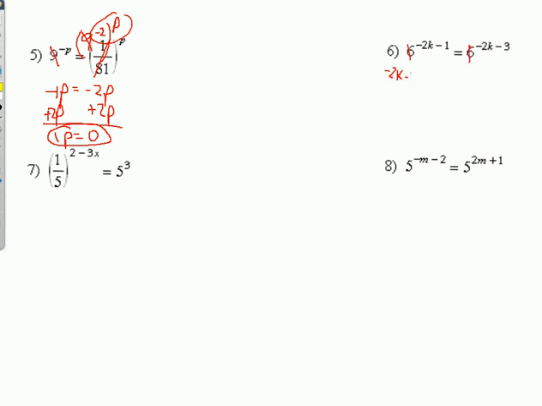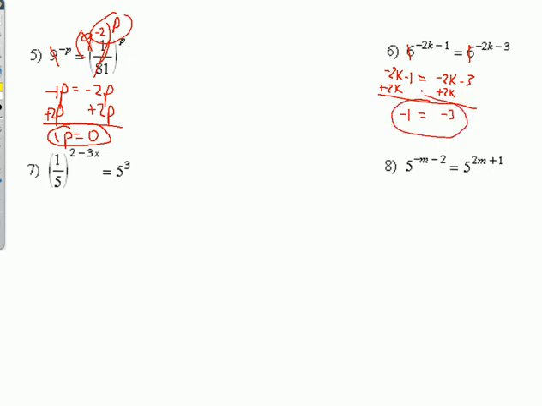Negative 2k minus 1 equals negative 2k minus 3. I begin to solve my equation. Let me add 2k to this side to get it off of here. I add it over here, and oddly enough it cancels this one out and makes that 0, and I've got negative 1, and over here it canceled out and I got negative 3.